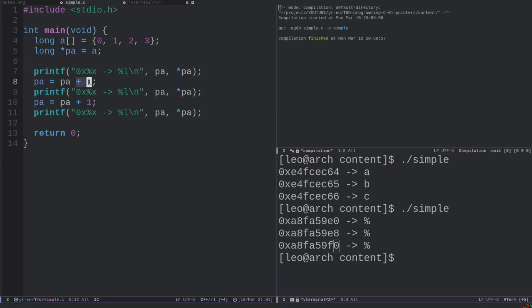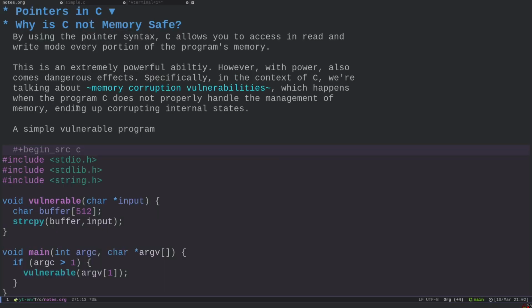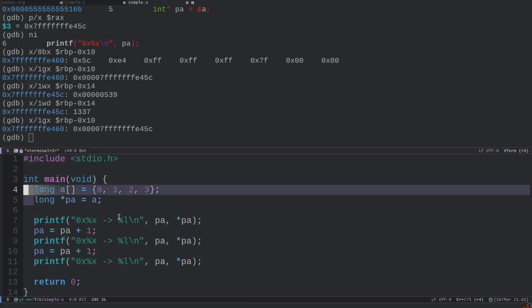And when we do a plus 1 or a plus 2 or a plus 3 or a minus 1 or a minus 2, the way we're actually modifying the address depends on the type of data that we are pointing to. Now, to finish off the video, I want to briefly mention why C is not a memory-safe language. By using the pointer syntax, C allows you to access in read and write mode every portion of the program's memory. Because as we said, a program's memory is just a bunch of bytes.